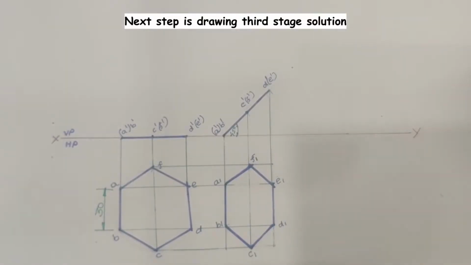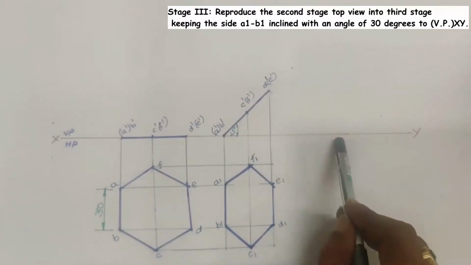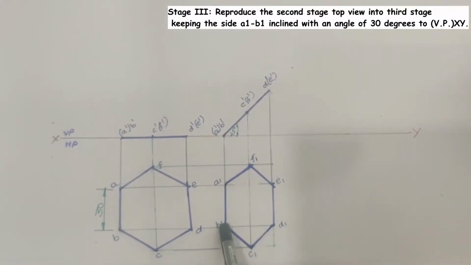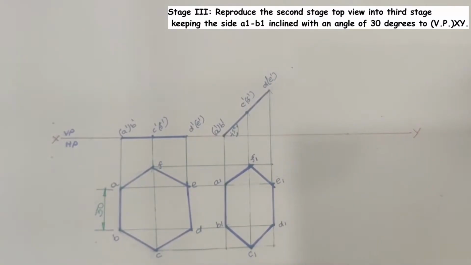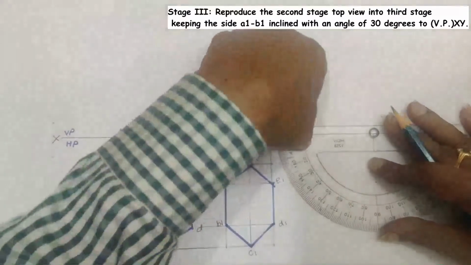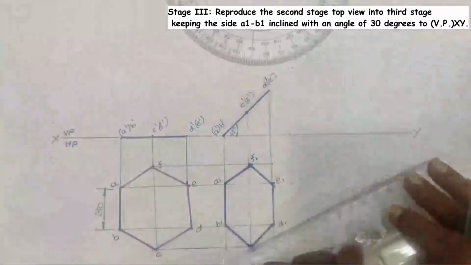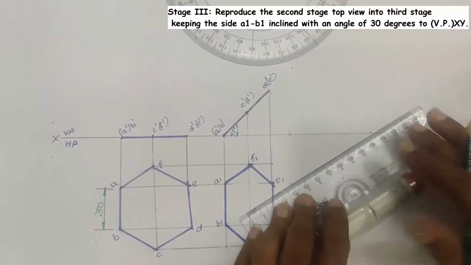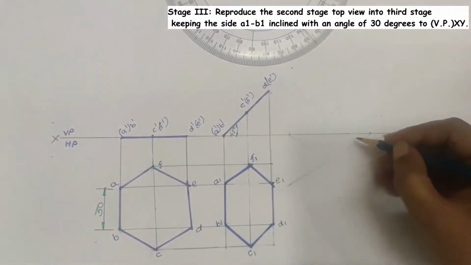That is, in the third stage, we need to reproduce the second stage top view into the third stage such that the side which is perpendicular to the XY line in the second stage, say A1 B1, is to be tilted with an angle of 30 degrees to the XY line. This inclination line can be drawn in this direction or in this direction also.